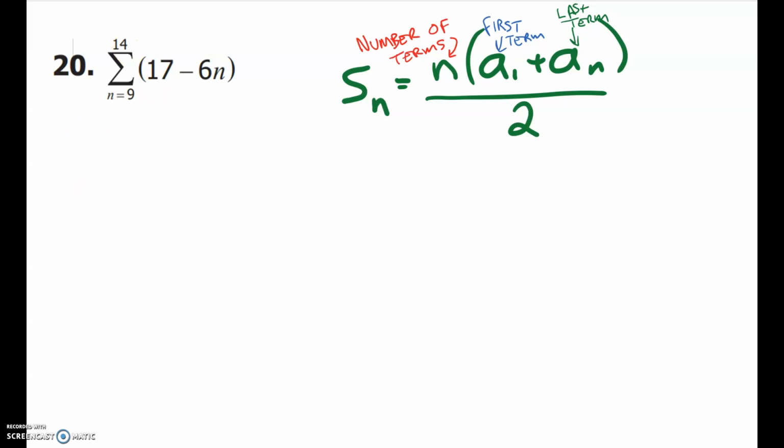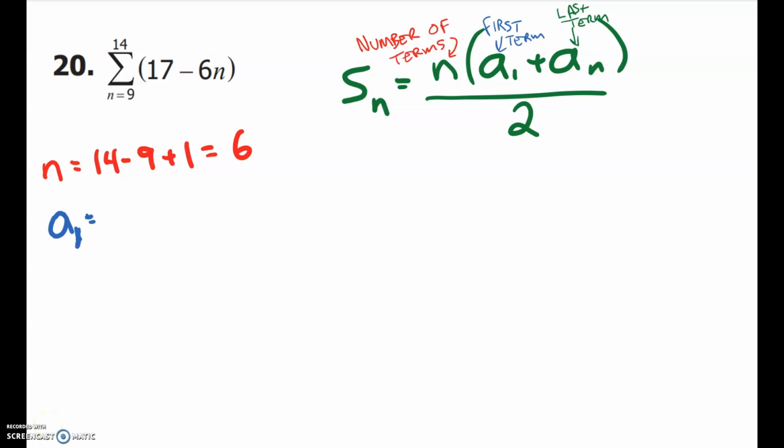Okay, well, let's figure out what n is. Remember the number of terms? We have a little formula. It's not 14 minus 9, but it is 14 minus 9 plus 1. So we have 14 minus 9, that's 5, plus 1 is 6. So there are 6 terms that we're adding together.